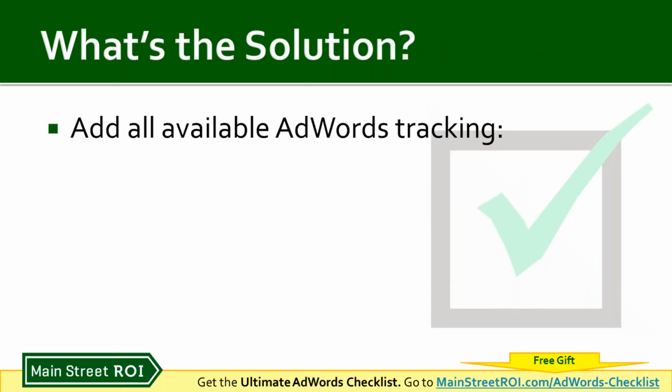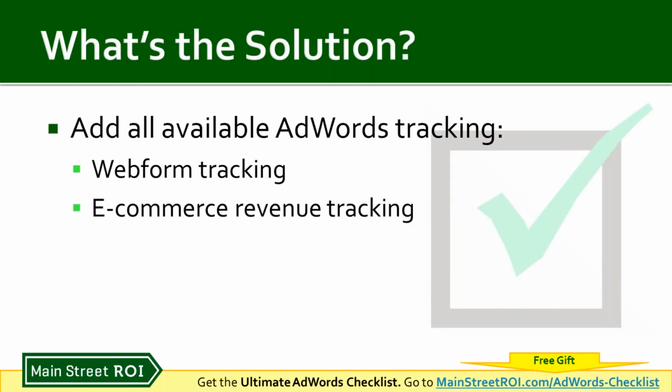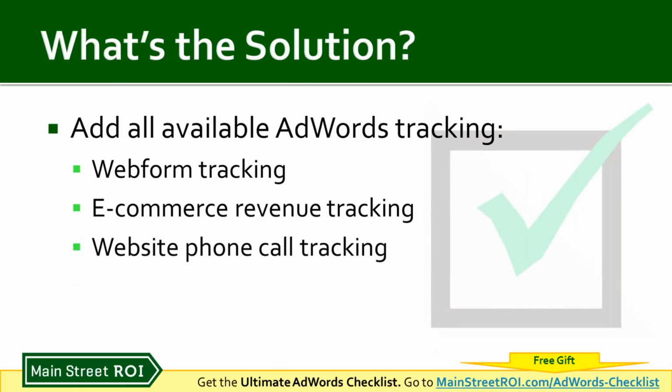So the solution here: add all the available AdWords tracking. You want to put the conversion code on your web forms. If you have an e-commerce site, you want to set up e-commerce revenue tracking. If you accept phone calls, you want to set up phone call tracking. And I'm sure Brett can go into more detail about how that works and why that's important. He already mentioned tracking that all the way back to the keyword level so that you can see which keywords are driving the most valuable phone calls.